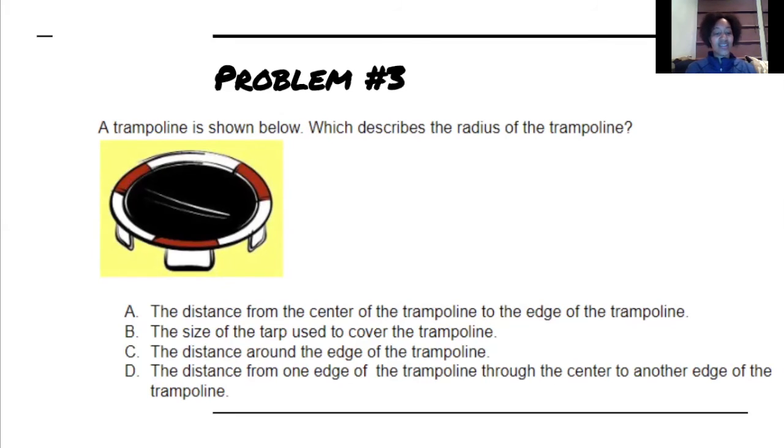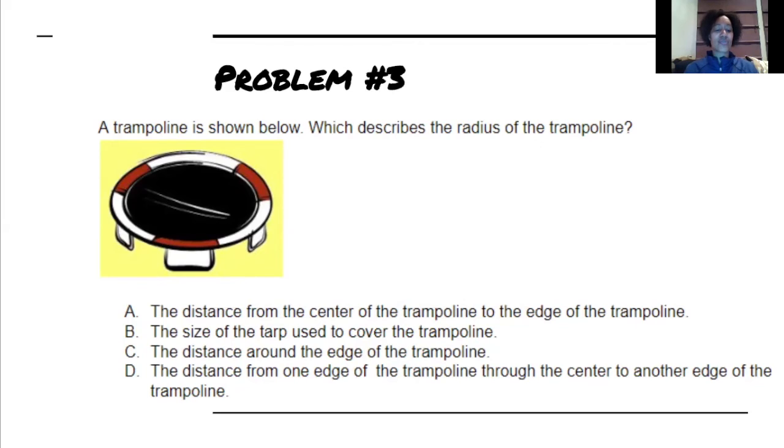All right, letter B. The size of the tarp used to cover the trampoline. Well, the tarp, that's that black part that's on the trampoline. So it's saying the size of the tarp to cover the trampoline is the radius. So the size, well, that's the entire circle, right? No, that doesn't sound like the radius. C, the distance around the edge of the trampoline. Okay, the distance around the edge. The distance, that's the circumference. So it can't be C.